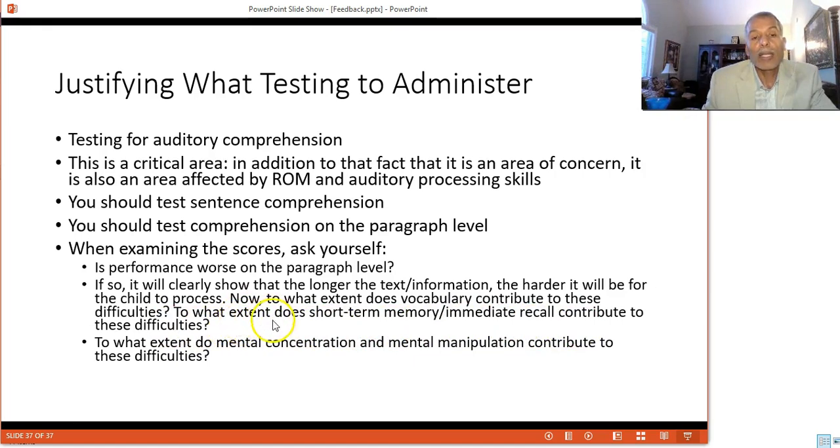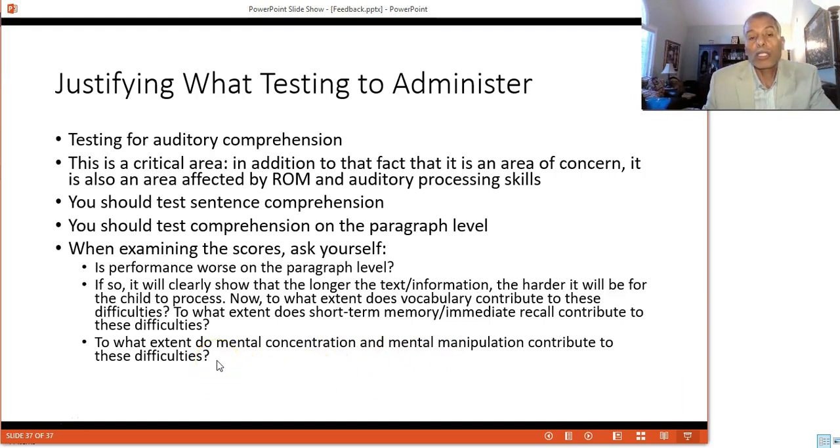In your analysis, again, you look and see how consistent these scores are, and based on the scores that you get, you can determine if memory is contributing, and if so, to what extent and under what conditions. Like, does memory decrease during word recall or sentence recall, and so on. To what extent do mental concentration and mental manipulation skills contribute to these difficulties?